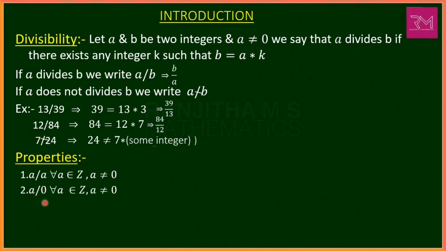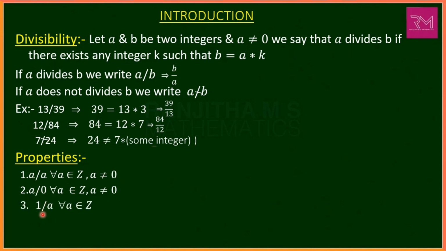Similarly, a divides 0. Here a divides 0 is the same as 0 divided by a, so that value becomes 0 itself. So the a divides 0 condition holds, but not 0 divides a. Here the second property is a divides 0 for all a belongs to Z and a not equal to 0.